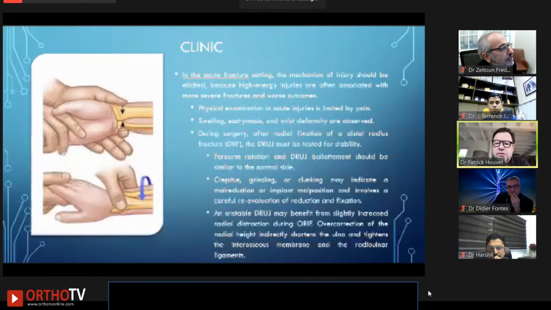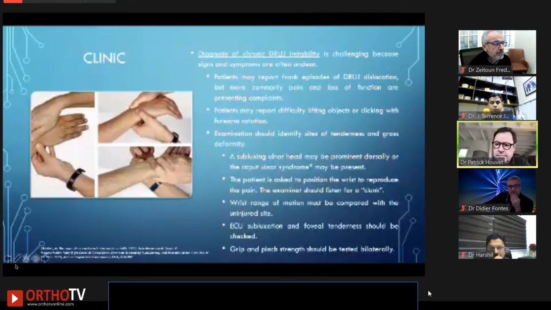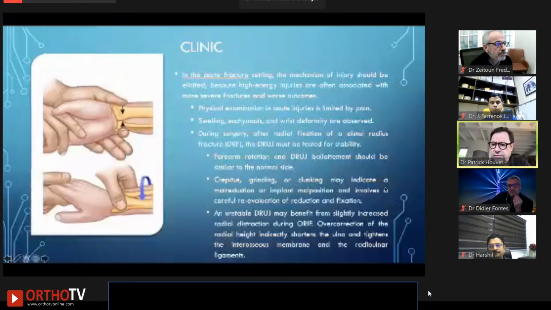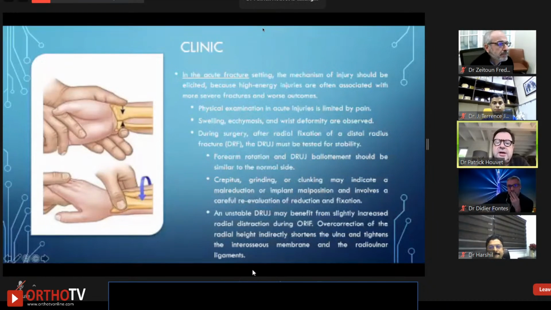In the acute fracture setting, the mechanism of injury should be elicited because high-energy injuries are often associated with more severe fractures or worse outcomes. So physical examination in acute injury is limited by pain; swelling, ecchymosis, and wrist deformity are always observed.